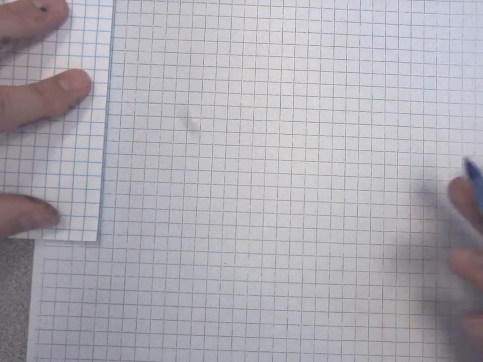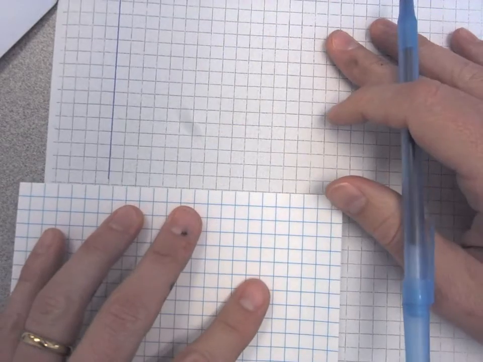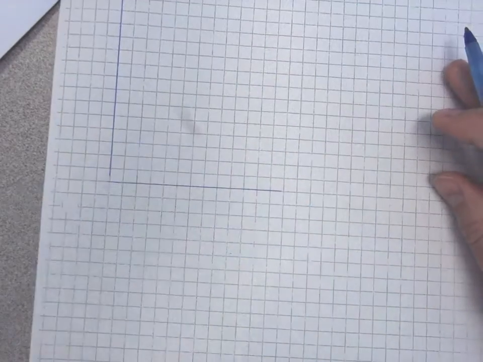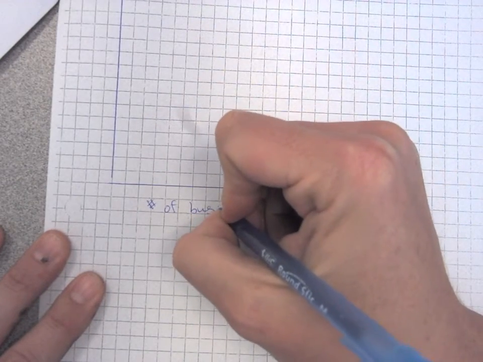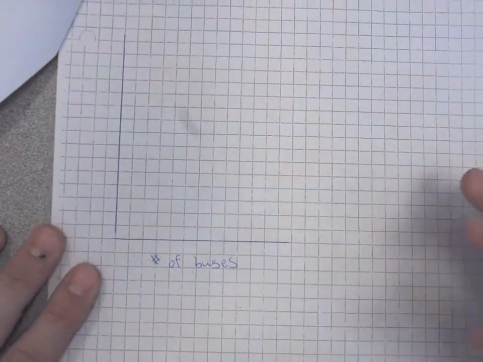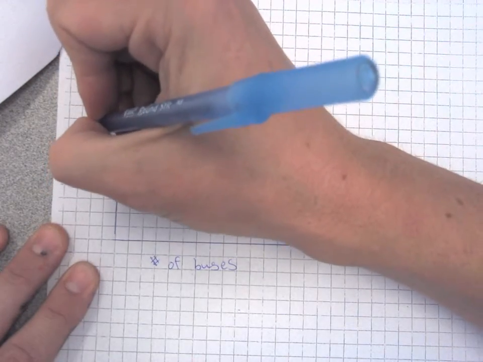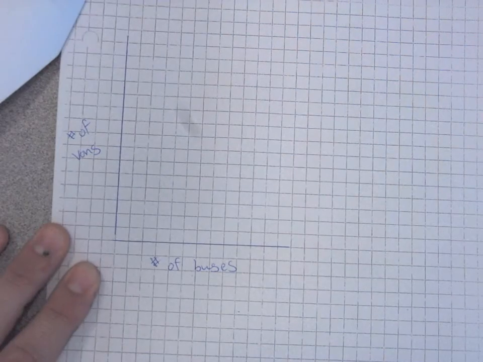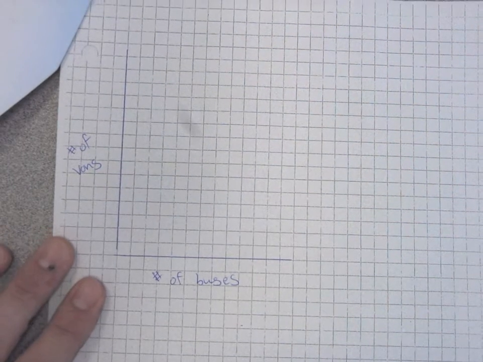Now I'm going to start out with my x and y axis, and since we already labeled the x and y variables, this should be pretty easy. Okay, remember that the x-axis was the number of buses. So I'm going to label that number of buses. And then the y variable was the number of vans.